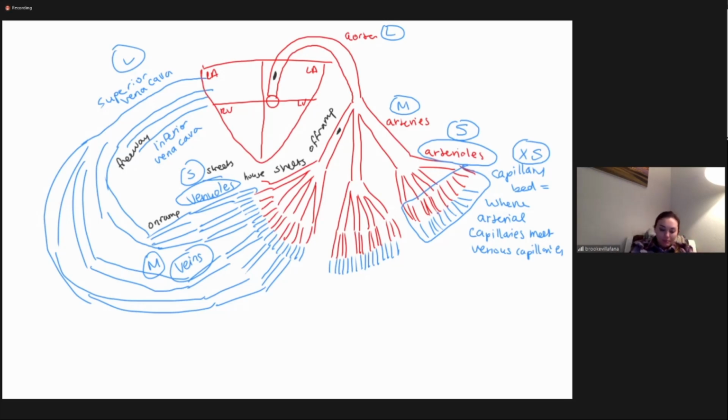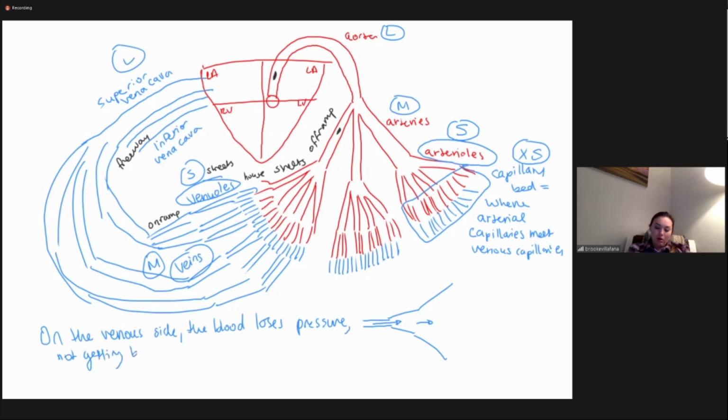So on the venous side, the blood loses pressure. Because the blood is constantly going from a small vessel to a bigger vessel, to an even bigger vessel on the venous side, it is losing pressure, not being propelled well, not getting back to the heart well. So your body has valves. The reason for valves on the venous side is that the valves, in essence, keep blood moving back to the heart.